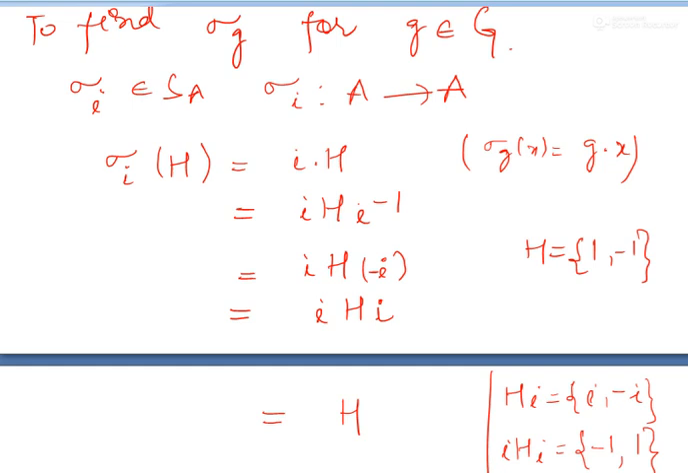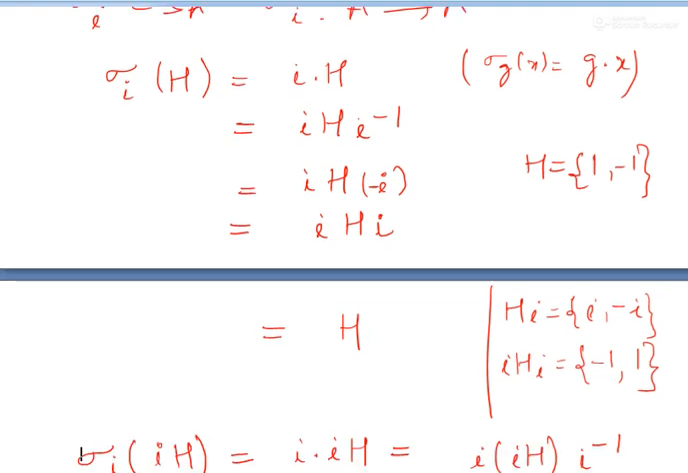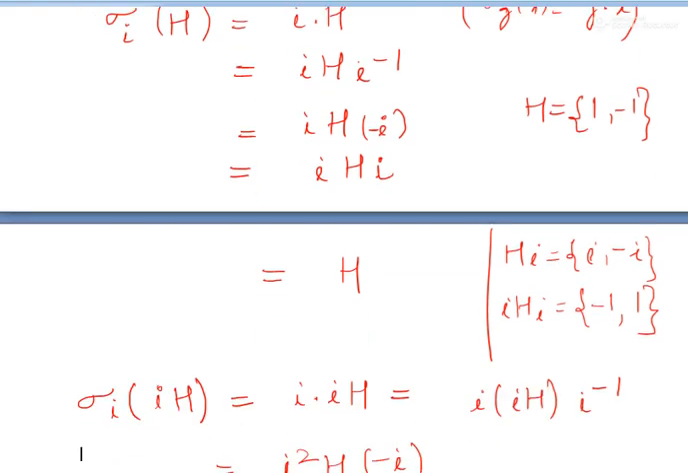This is a property of cosets: aH is equal to H if and only if a belongs to H. We have used that property. So it is IHI inverse. Next, H is equal to {1, -1}. So HI will be {I, -I}, and IHI inverse will be {-1, 1}. So IHI inverse is again equal to H. Thus sigma I of H is the same as H.